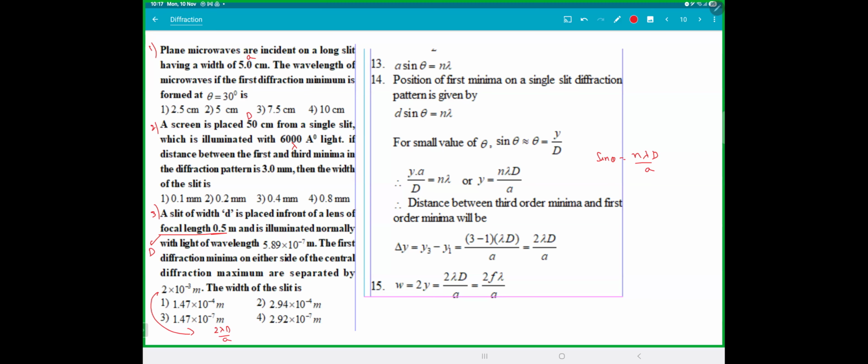That's about your diffraction. So revise the notes once. I'm sure you'll understand most of it. Just do your PYQ, sufficient. If you're still confused, ask me.